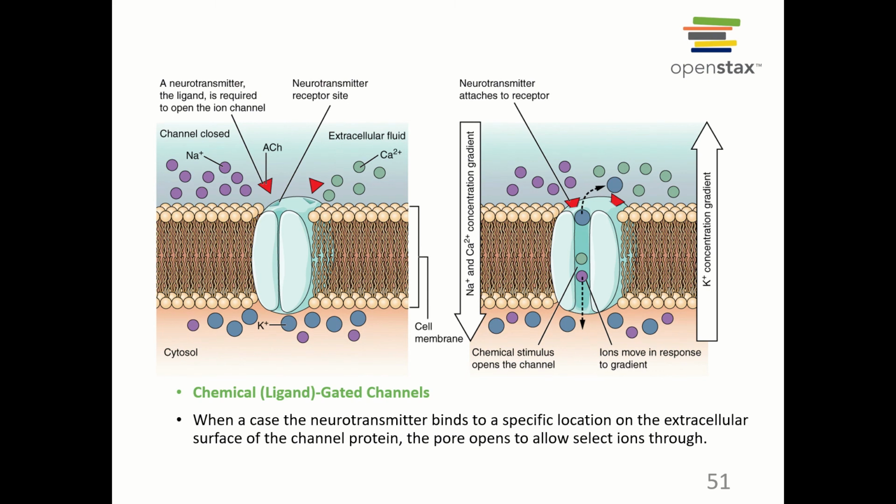Chemical or ligand-gated channels will open when a neurotransmitter binds to a specific location on the extracellular surface of the channel protein. In this case, we see acetylcholine binding to a chemically gated channel. When this occurs, the pore opens to allow select ions through. We will see the inflow of sodium ions and an outflow of potassium ions. This helps to bring us to our localized depolarization, or our threshold, that will then initiate the action potential.